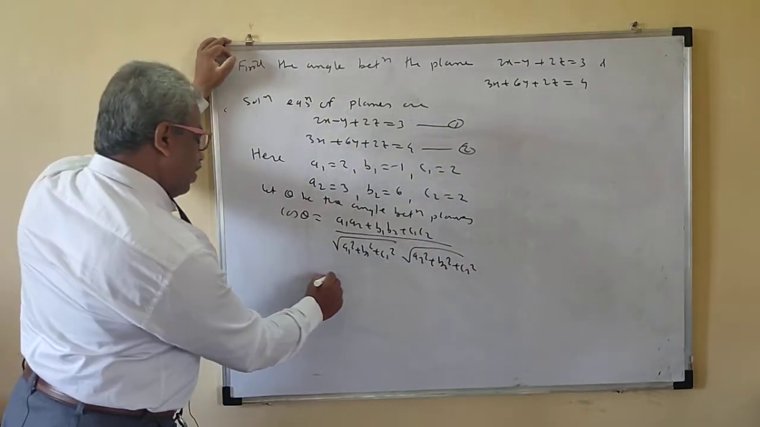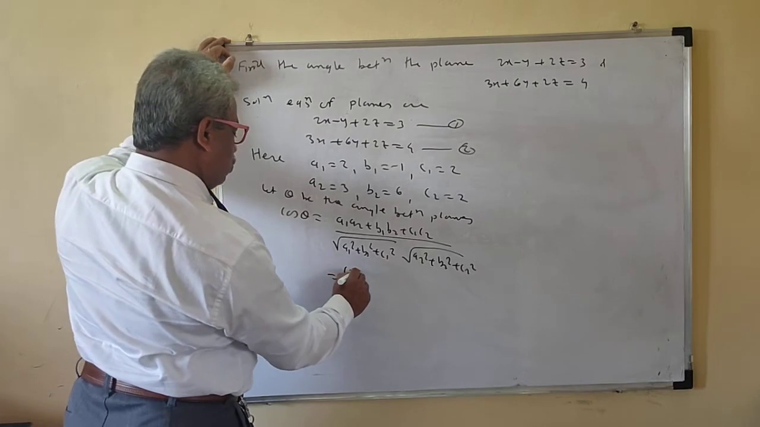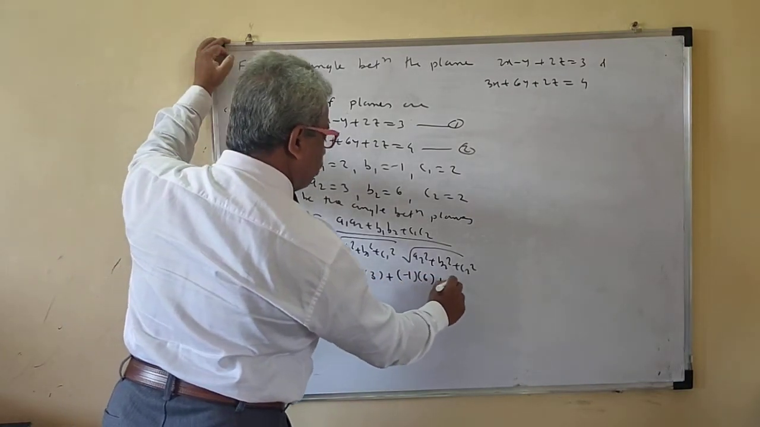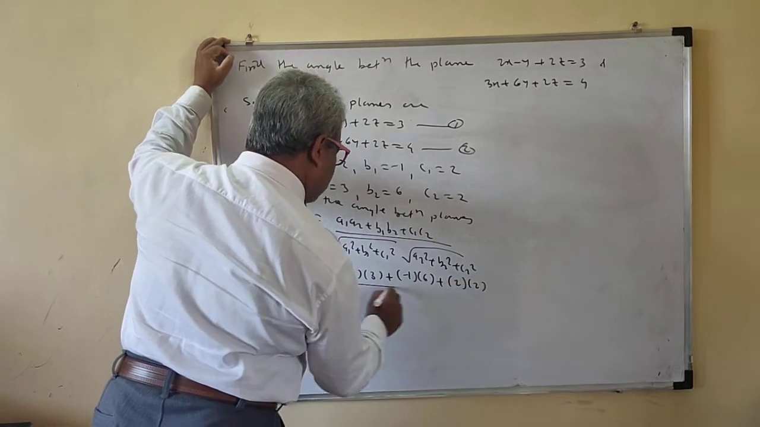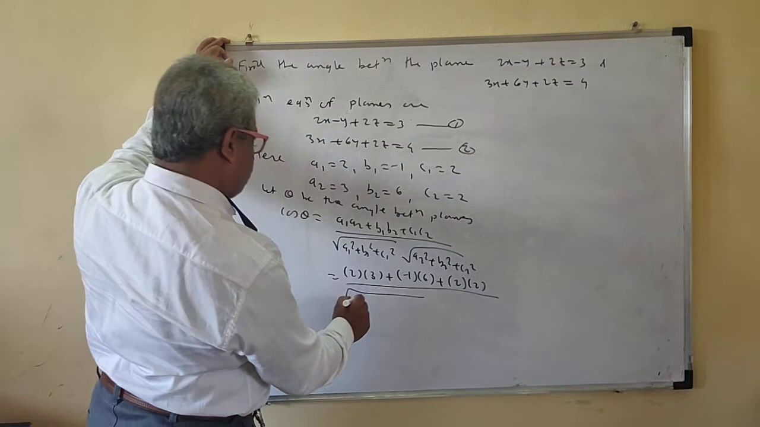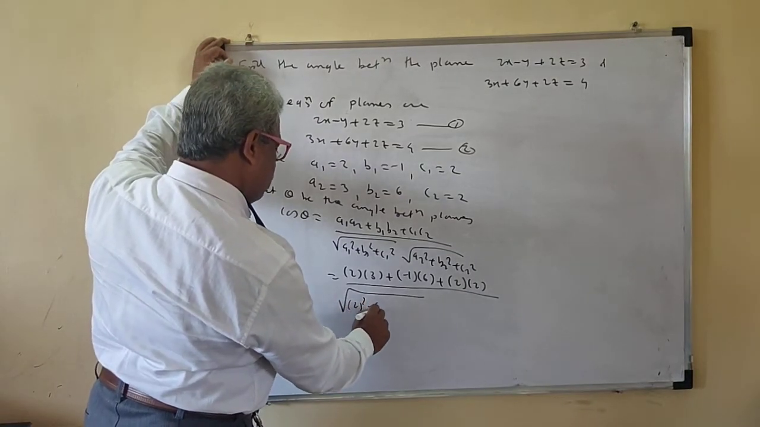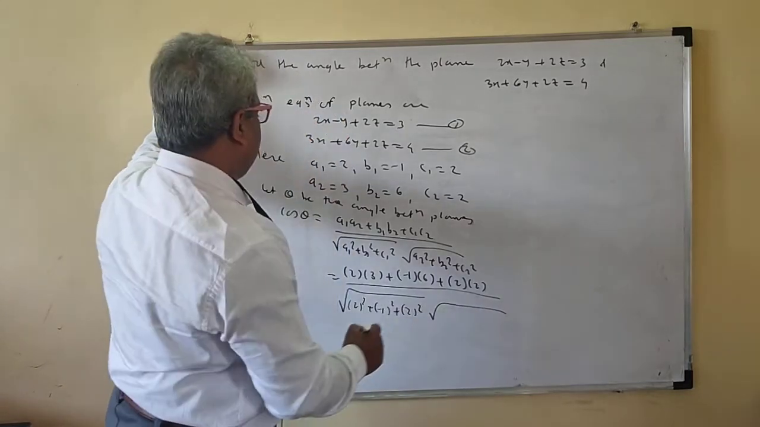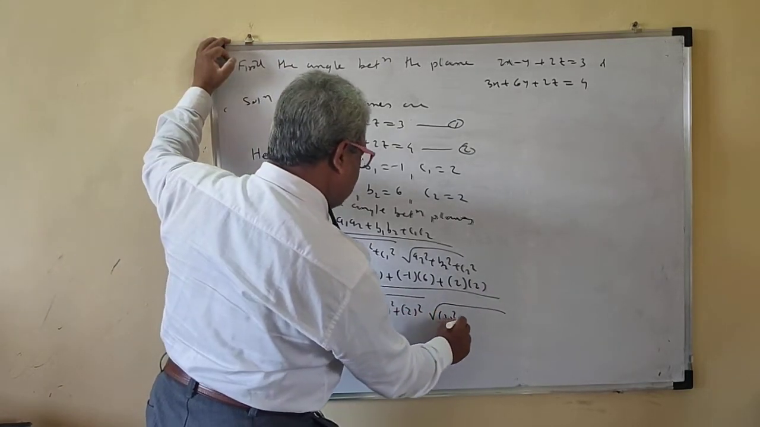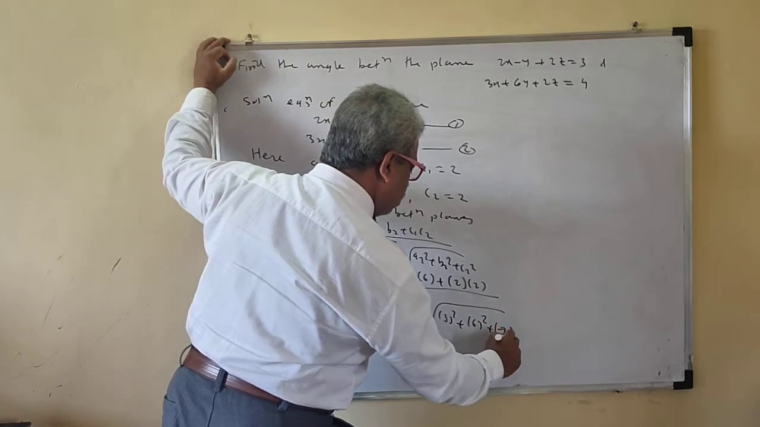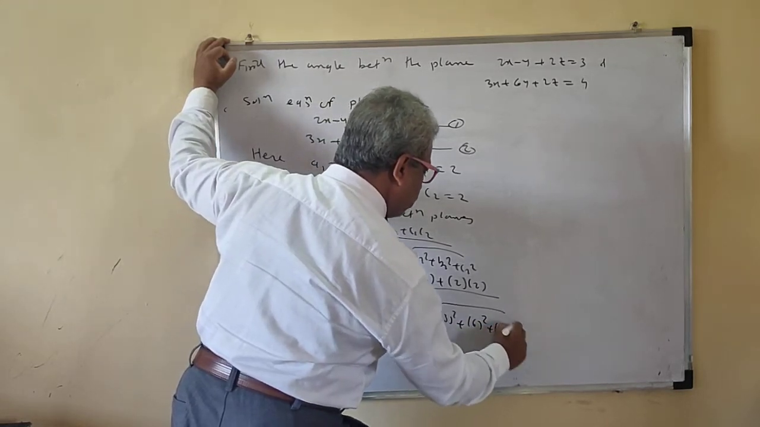Okay. So we write the values of this. a1 is 2, b1 is 3, c1 is minus 1. Along with the sign, you have to write the value, 2 into 2. Otherwise, you get the wrong answer. So this is the sum of their squares: 2 square plus minus 1 square, plus 2 square into 3 square plus 6 square plus 2 square. No, 1 is negative. 2 square.